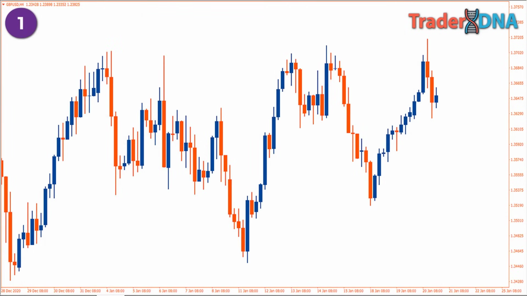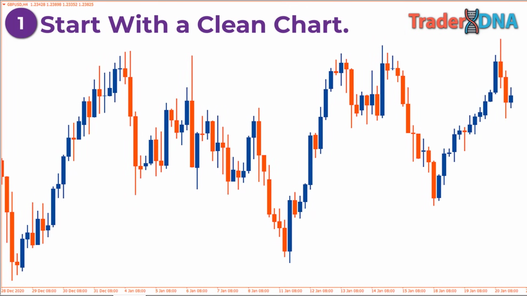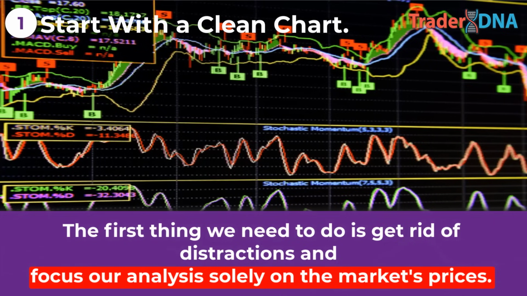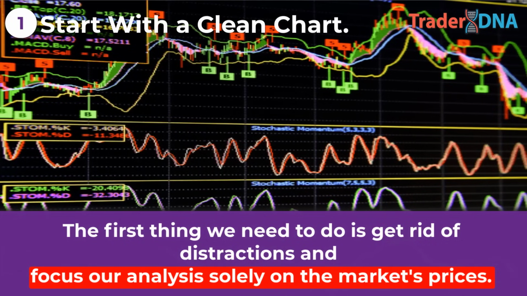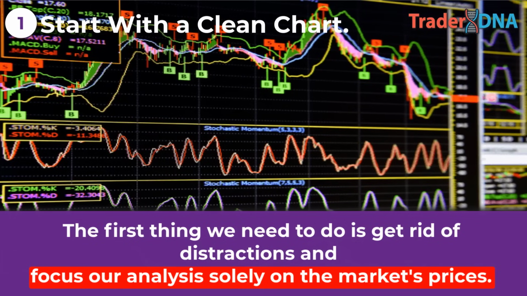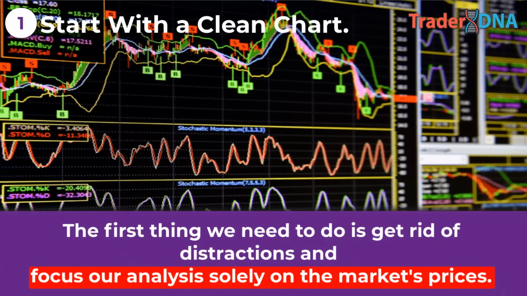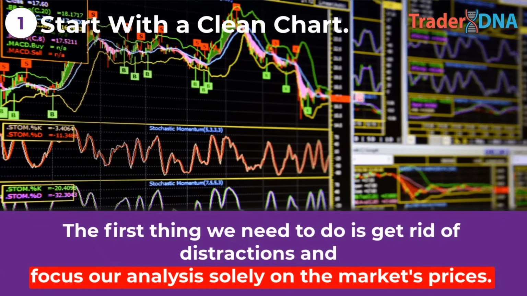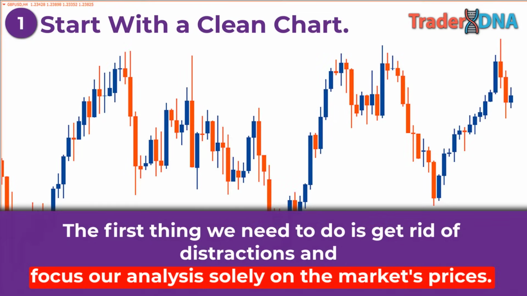Step 1. Start with a clean chart. When we talk about support and resistance, we're discussing the price action, nothing else. So, the first thing we need to do is get rid of distractions and focus our analysis solely on the market's prices. In practice, indicators tend to confuse traders about what's really happening. This especially happens when a trader uses multiple indicators on one chart. The complexity of these overlapping indicators makes traders believe they see things that may not actually be there. Therefore, as a starting point, when drawing support and resistance lines, keep it simple and start with a clean chart.